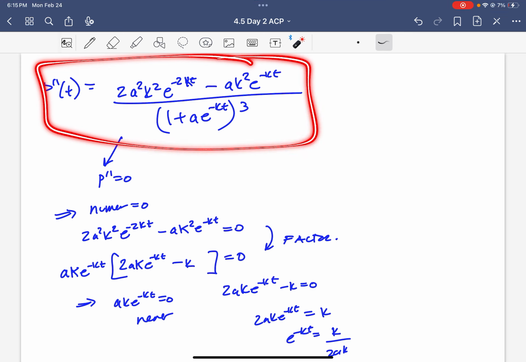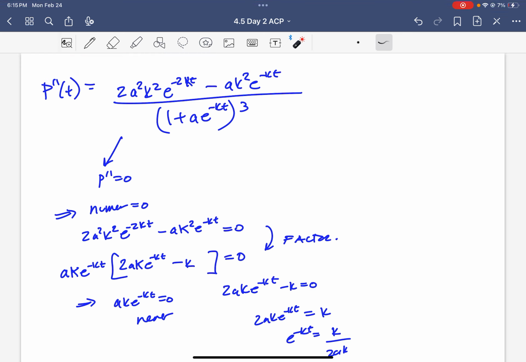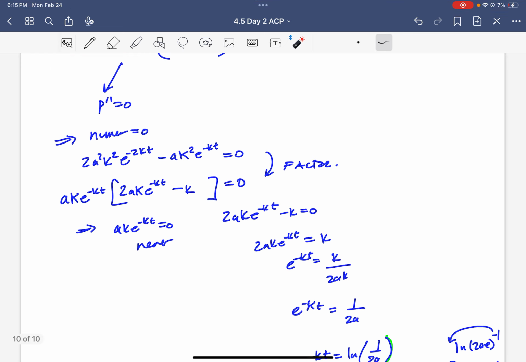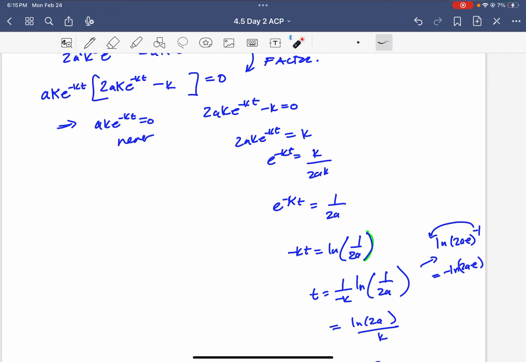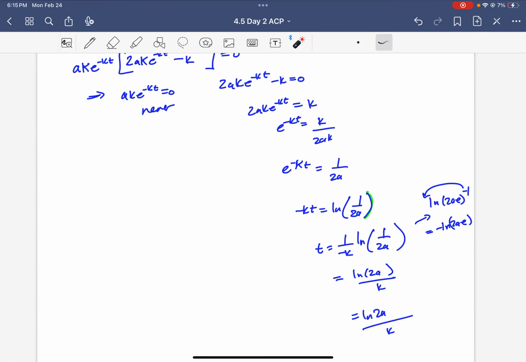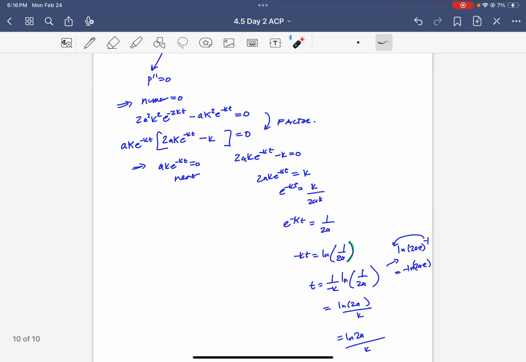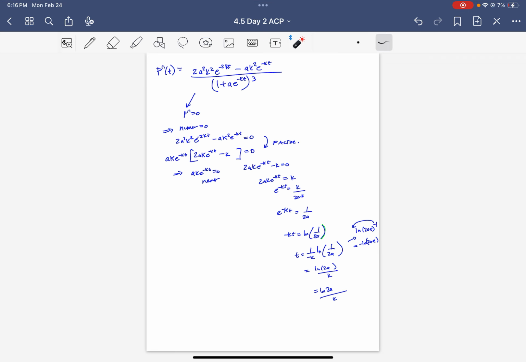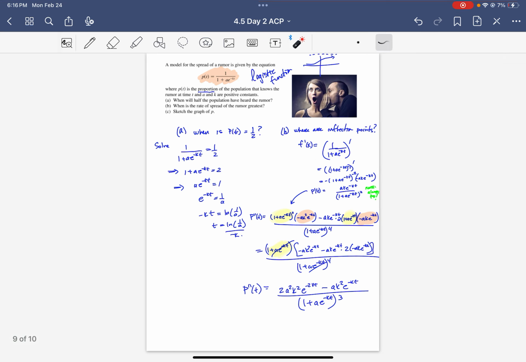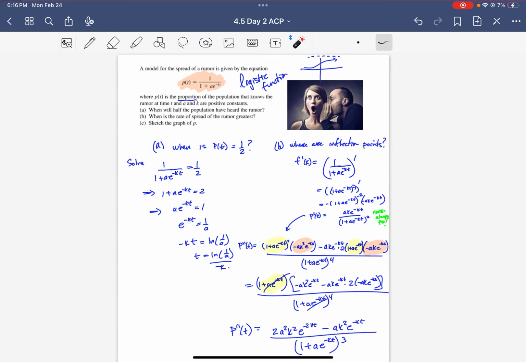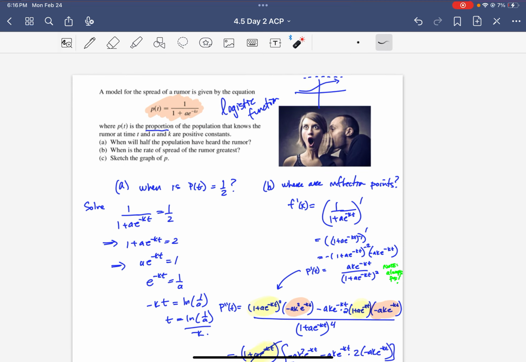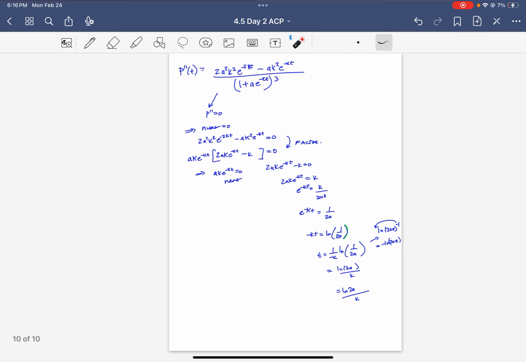What we end up doing is we say, look, I'm just going to go ahead and leave it like this. And if I want to know where that thing is equal to 0, I would set the numerator equal to 0 and solve. And I end up getting the natural log of 2a over k. And that's going to be my inflection point. Natural log of 2a over k. That's going to be that point of greatest increase or greatest decrease.